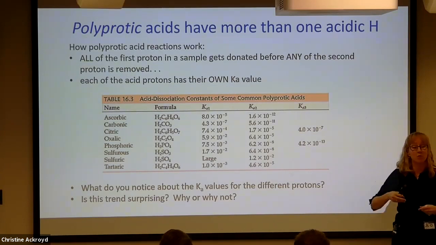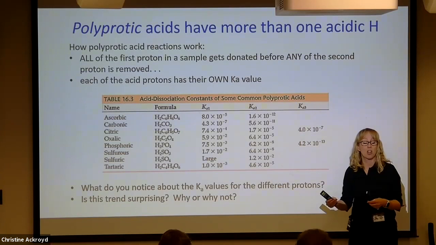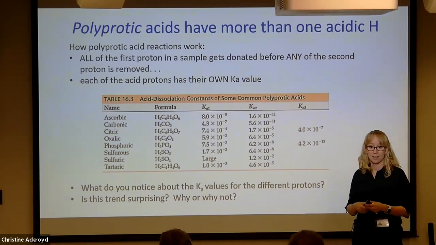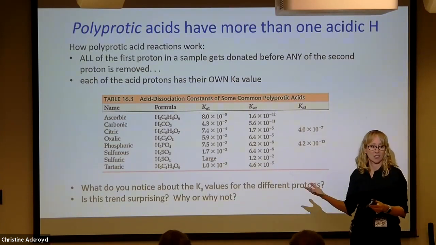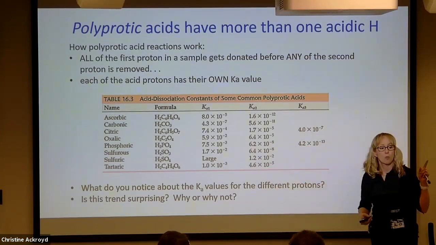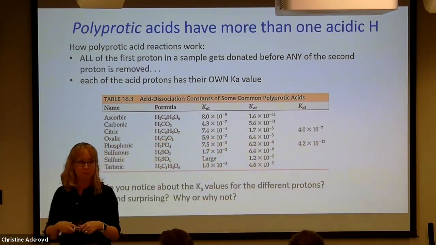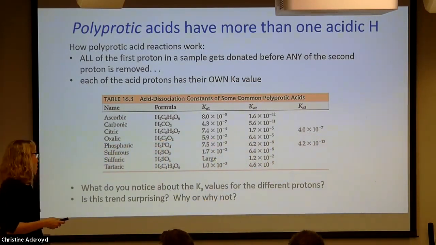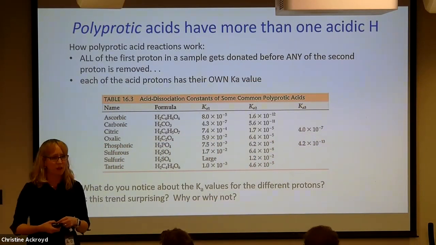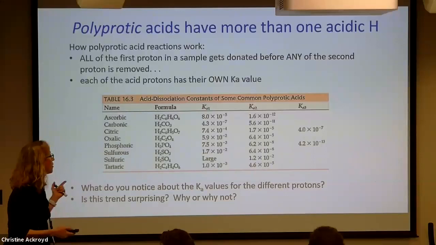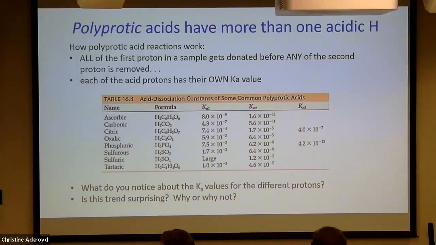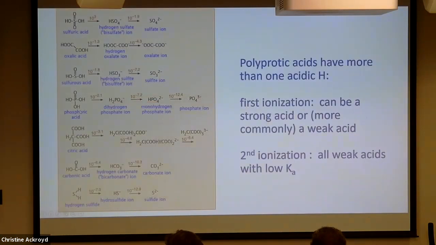The Ka value for pulling the second proton off becomes a lot smaller. Like 10 to the 5th or 10 to the 6th. Smaller. It's a big difference. Okay, so what does that tell you about once you pull the first one off, how hard is it to pull the second one off? A lot harder. Okay. Is that surprising or not? Look at the structures of the conjugate bases that form after we pull off the first proton.